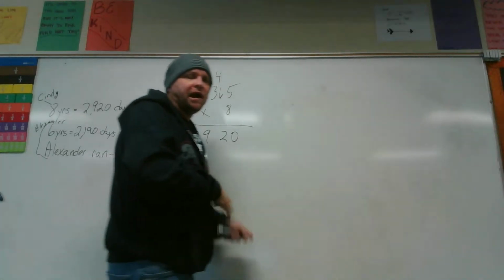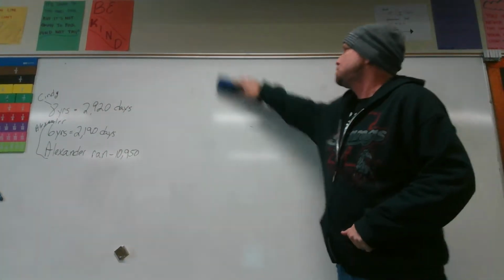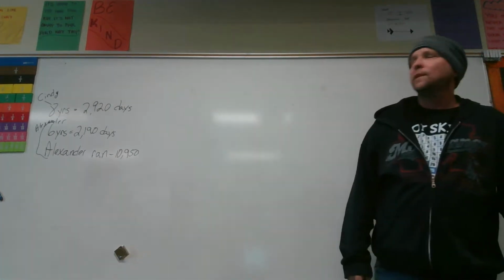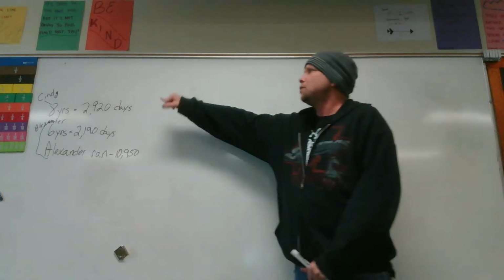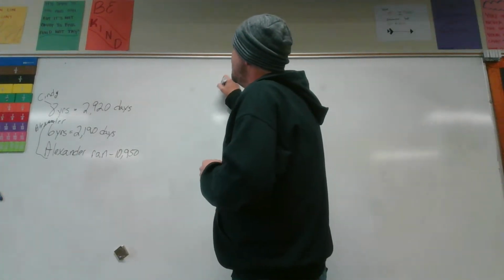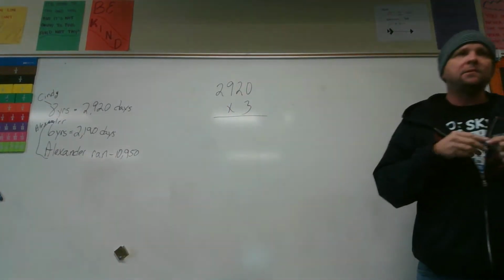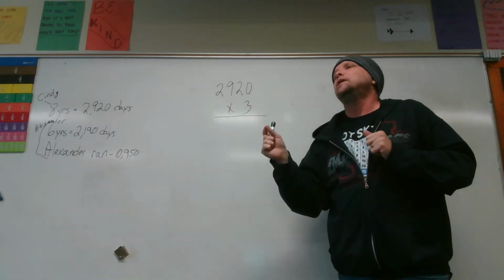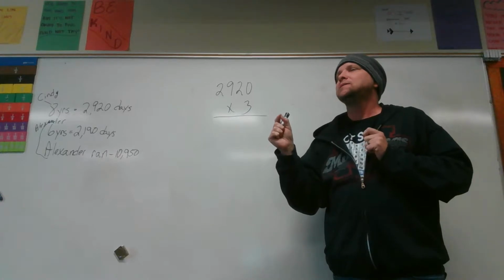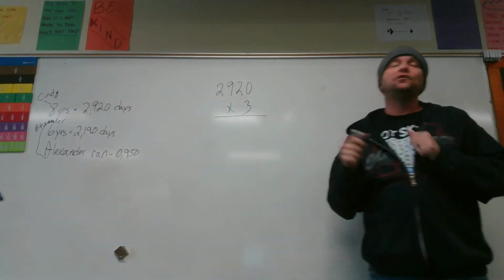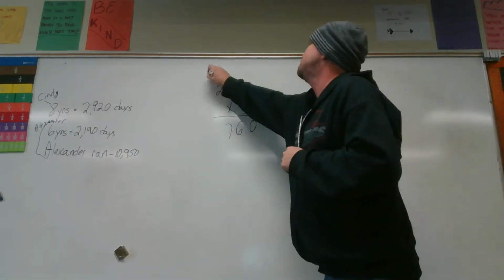Now, we have to figure out how many miles total she ran. Well, she ran how many miles per day? 3 miles per day for 2,920 days. So 2,920 days for 3 miles each of those days. And I'm going to tell you right now, I don't run 1/100th of a mile a day. But Cindy and Alexander do like running. So we multiply that through.